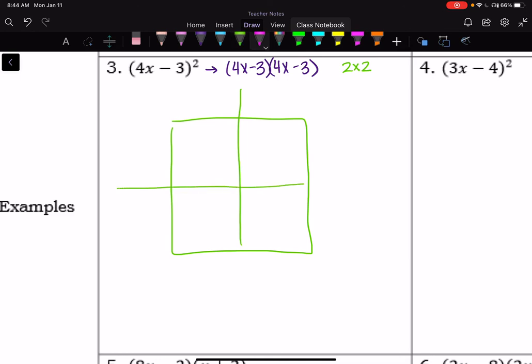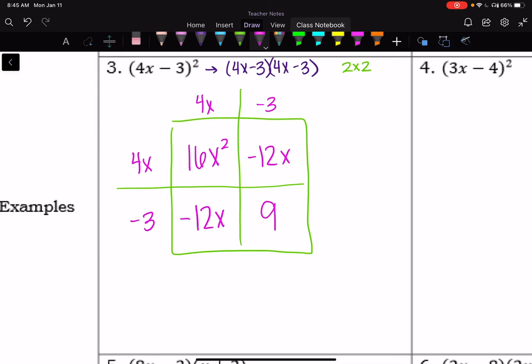On the top of my box, I'm going to put 4x and negative 3, and on the side is going to be the same, 4x and negative 3. Now we're going to begin the multiplication problem. In the first square, we're going to get 16x squared. The second square is negative 12x. Third square, negative 12x. And the fourth square is positive 9.